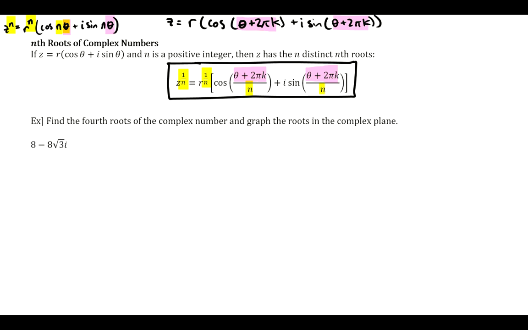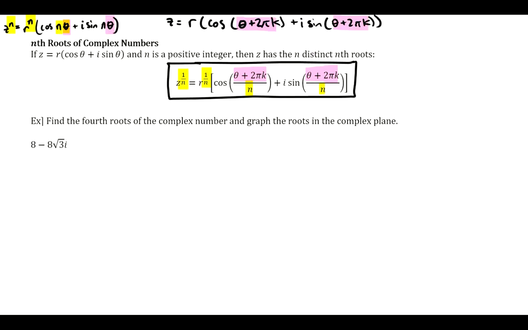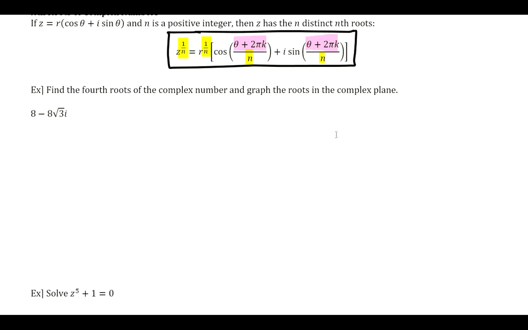So when finding roots, we need to make sure we have the plus 2 pi k. That's the only case we need it, and we'll see why very soon. Let's break this down. You can kind of think, oh, it's just like De Moivre's theorem with a minor tweak. So let's find the fourth roots of this complex number.